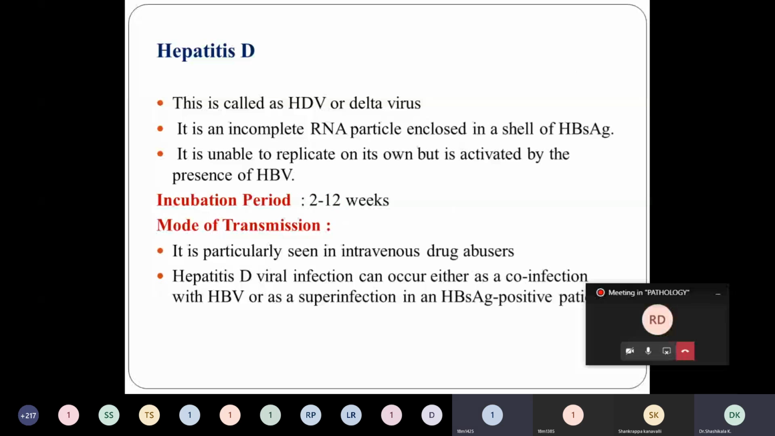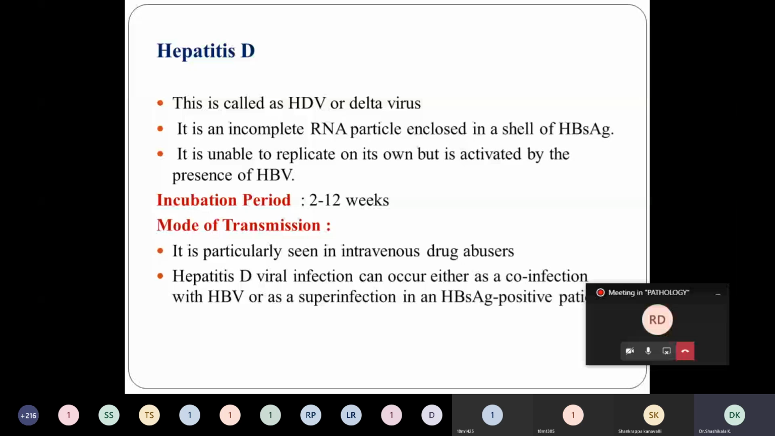Next, coming to the structure of hepatitis D. This is called HDV or Delta virus. It is an incomplete RNA particle enclosed in a shell of HBsAg. So it is unable to replicate on its own, but is activated by the presence of HBV.